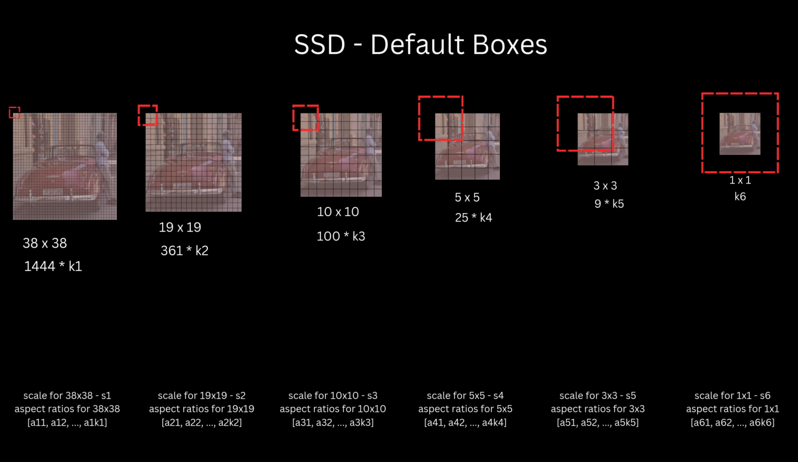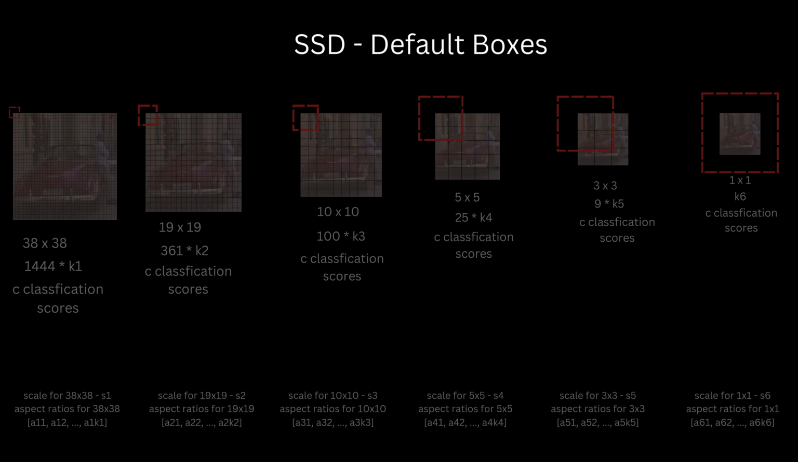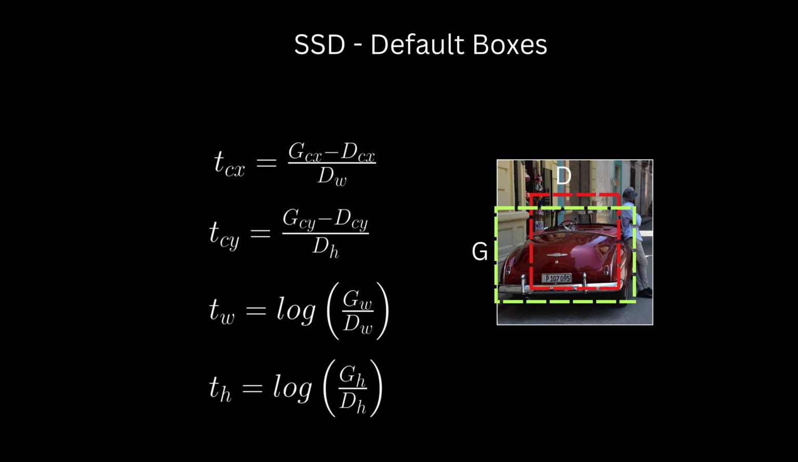Now for each of these reference boxes, SSD will have to generate C classification scores, where C is the number of classes in our dataset including background, and also 4 transformation parameters. The transformation parameterization is exactly the same as RCNN, which, just to review, given a default box and a ground truth box, are these 4 transformation parameters corresponding to center X, center Y, and width and height transformations.